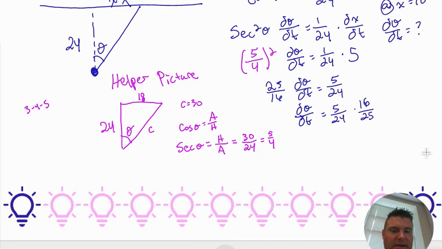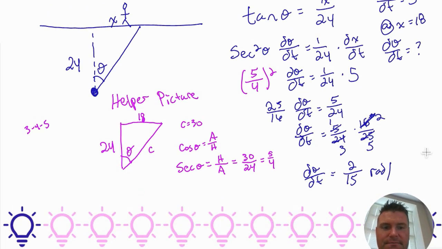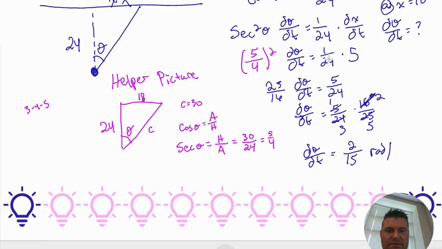I can do just a little bit of reducing here. 8 goes into both of those, right? Sure. So since 8 goes into both of those, I'm going to make this into a 3, this into a 2, make that into a 1. Look at that, how important reducing is. That's a 5. So d theta dt, just by some reducing here, simplifying, I'm going to end up with 2 over 15 radians per, units are important here. What is my searchlight? Radians per second. And that is going to finish up our video here.